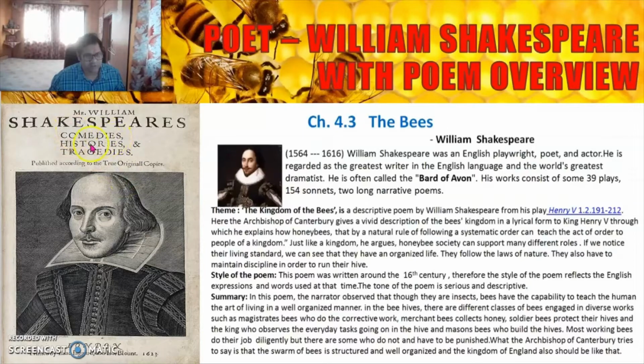He has written comedies, histories, and tragedies. This was his book published in London. He was born in 1564, died in 1616. William Shakespeare was an English playwright, poet, and actor. He is regarded as the greatest writer in English language and the world's greatest dramatist. He is often called the Bard of Avon. His work consists of some 39 plays, 154 sonnets, 2 long narrative poems.